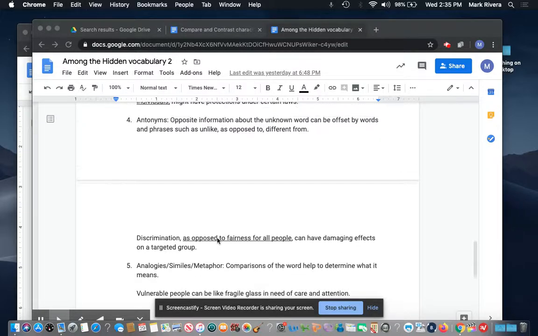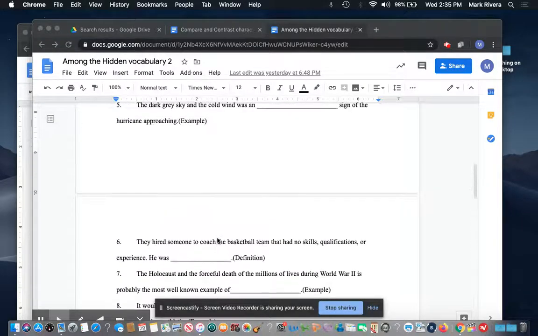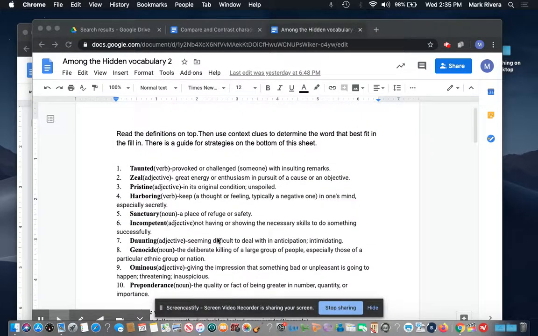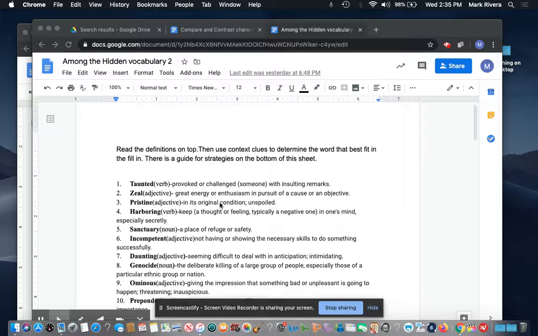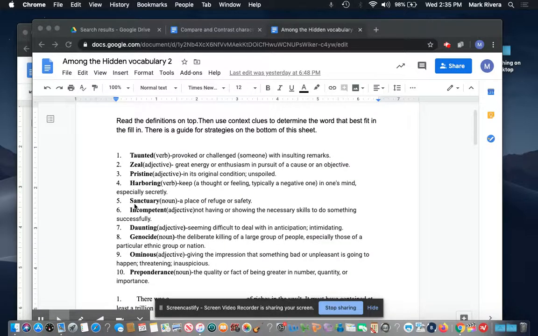All right, so what I'm going to do now is we're going to go over the actual definitions of each word, and then you guys can use the context clues to figure out the meaning. All right, so again, you're going to read these definitions, then use context clues to determine the word that best fits. All right, so I'm going to go over these words. The first word is pronounced taunted. Okay, so taunted is a verb. It means to be provoked or challenged with insulting remarks, right?